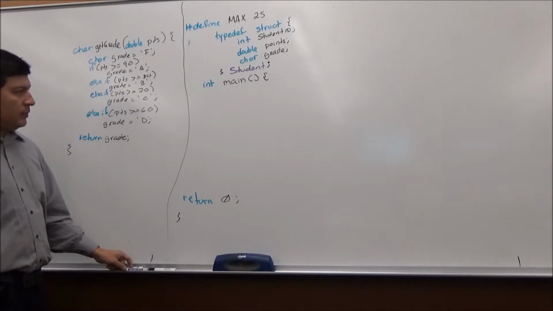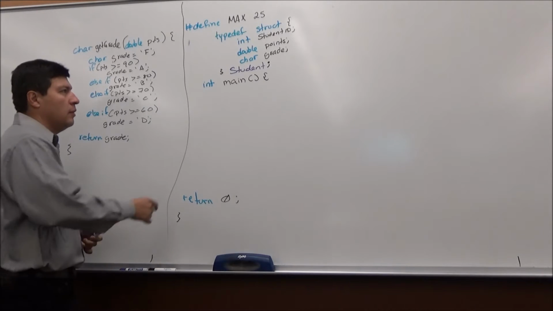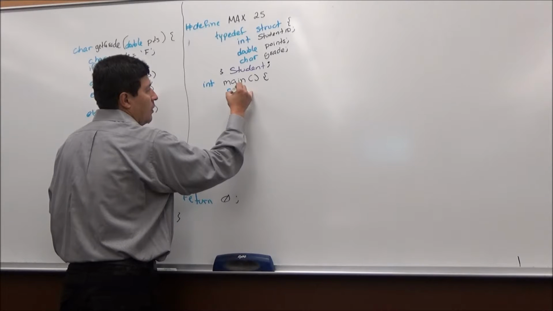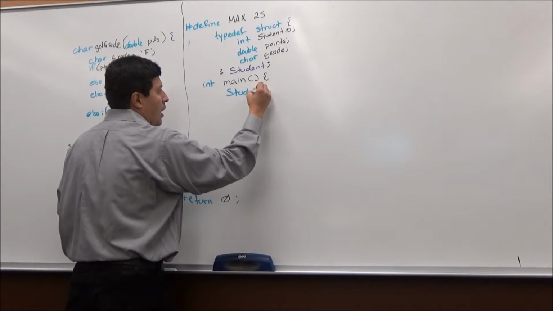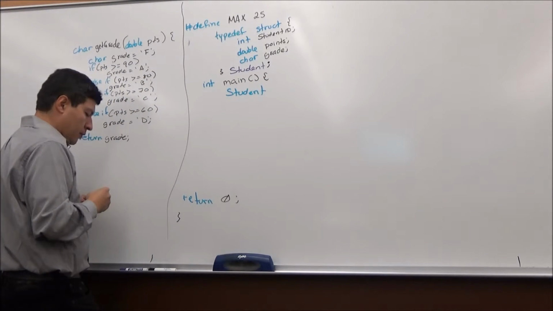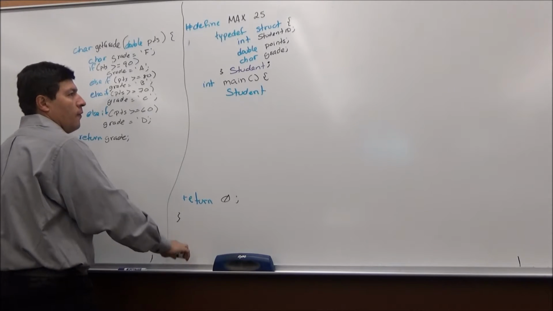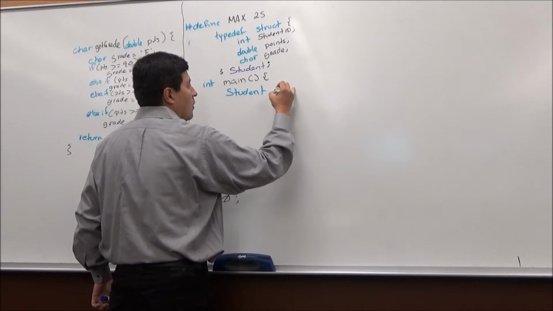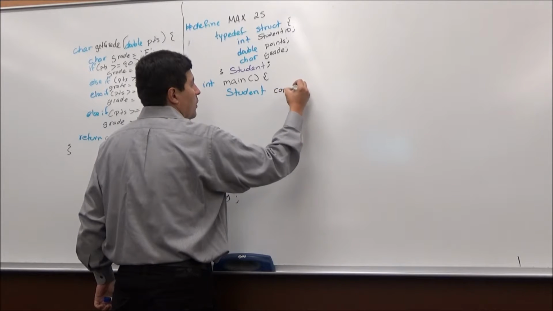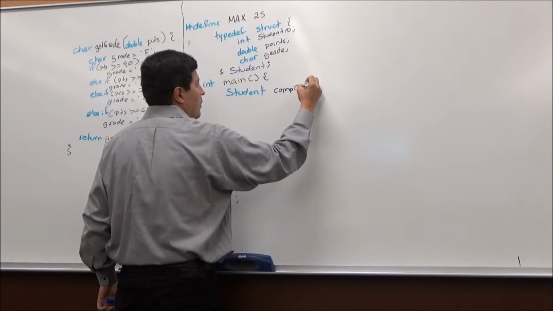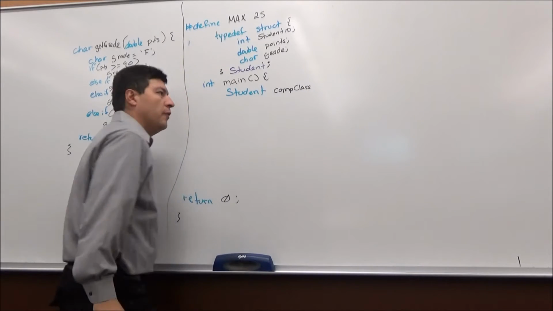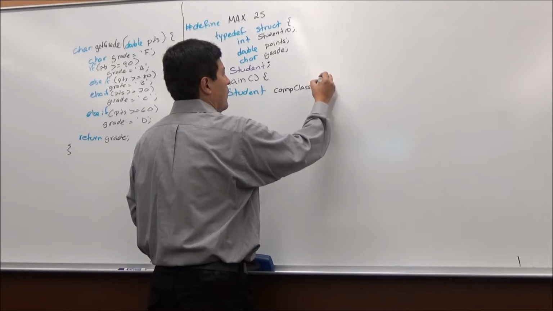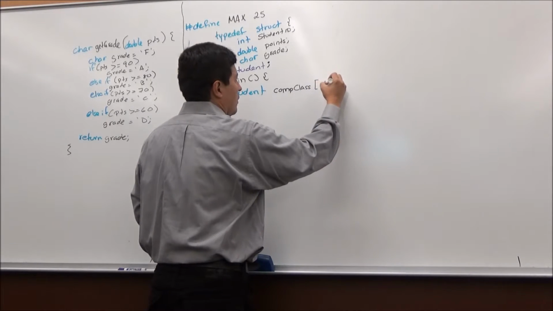So, now, student is its own data type. Like declaring a variable, it's variable type and then variable name. I'm gonna call this computer class. That's the name. Variable type, variable name, and I can make an array here.